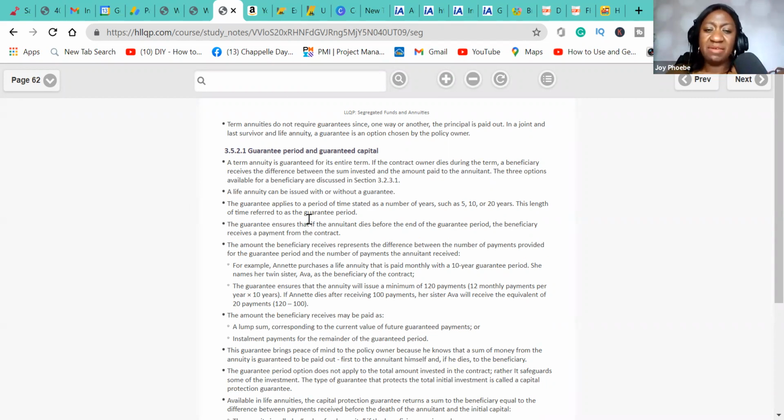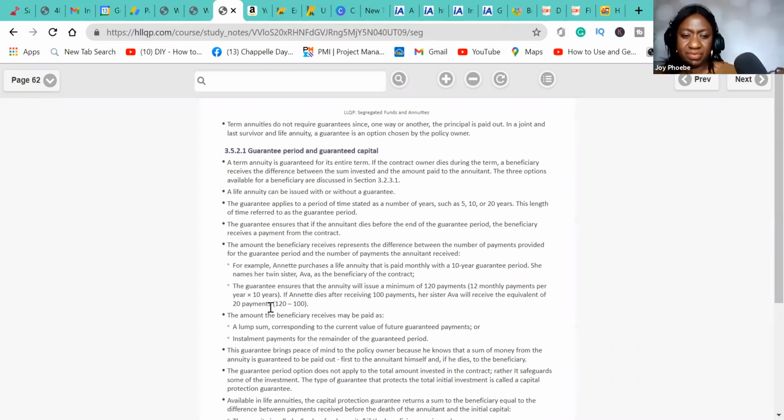A life annuity can be issued without a guarantee. A guarantee applies to a period of time stated as a number of years, such as 10, 20, or some other length of time. The guarantee ensures that if the annuitant dies before the end of the guarantee period, then the beneficiary receives a payment from the contract. The amount the beneficiary receives represents the difference between the number of payments for the guarantee period and the number of payments the annuitant received.